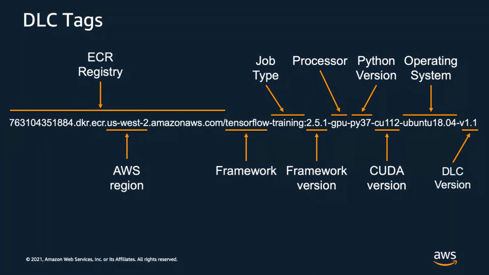We also include a DLC version tag that follows a semantic versioning scheme. This can be useful if you want to stick to a particular configuration, but also get the latest patch updates. Choosing the right tag can be critical depending on your use case. Feel free to navigate to our open source GitHub repo to pick the right tag for you.